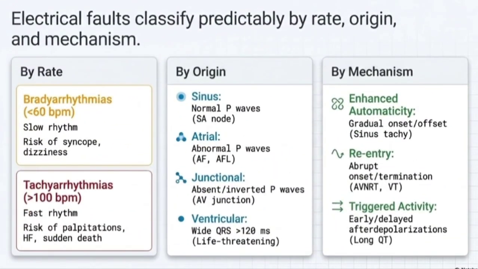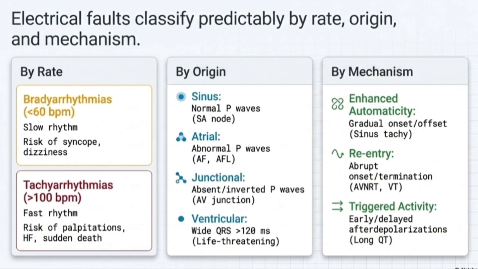What are the electrical faults that are classified predictably by rate, origins, and mechanisms? By the rate, brady and tachyarrhythmias; by origin, sinus, atrial, junctional, and ventricular; and by mechanism, enhanced automaticity, re-entry, or triggered activity. By rate, tachyarrhythmias are above 100 per minute, with palpitations, heart failure, and sudden death. Bradyarrhythmias have slow rhythm, they can cause syncope, dizziness, and also bradycardia induced cardiomyopathy.